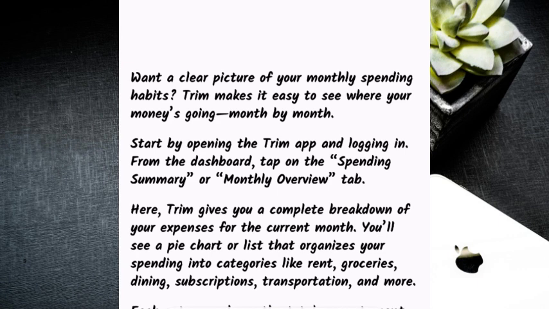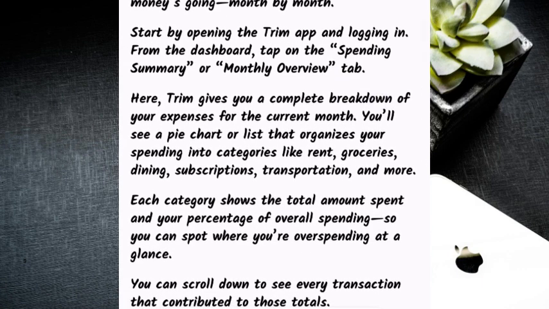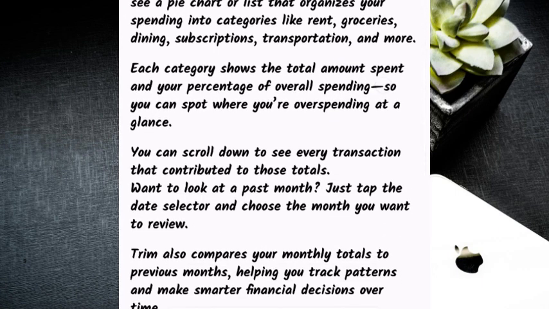You'll see a pie chart or list that organizes your spendings into categories like rent, groceries, dining, subscriptions, transportation, and more. Each category shows the total amount spent and your percentage of overall spendings, so you can spot exactly where you're overspending at a glance. You can also scroll down to see every transaction that contributed to these totals.